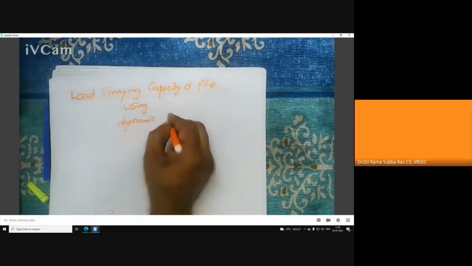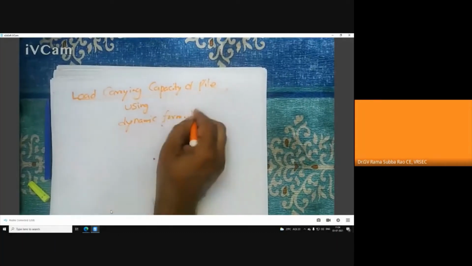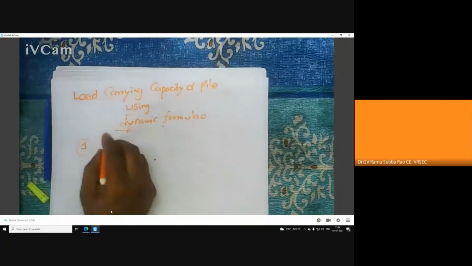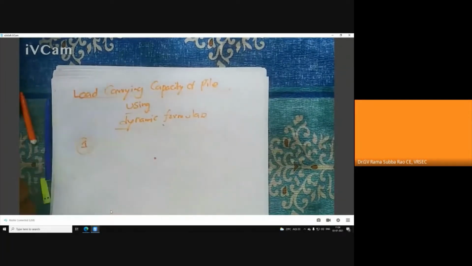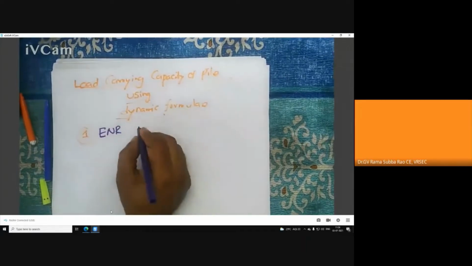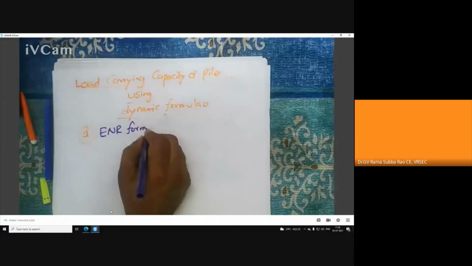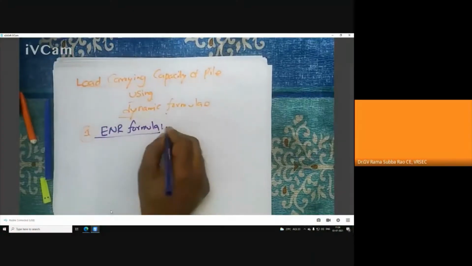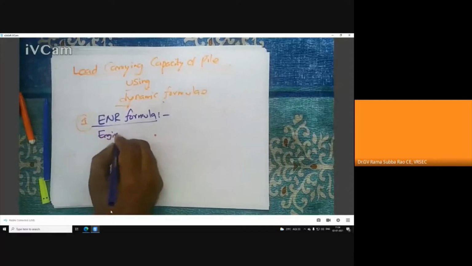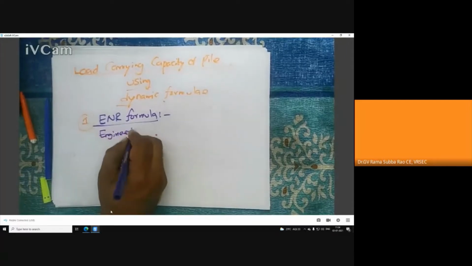Dynamic formulae. Within this, we will start with the first one. I will use another color; it doesn't matter for me. The ENR formula. Someone can ask me, sir, what is the ENR formula? ENR means Engineering News Record.